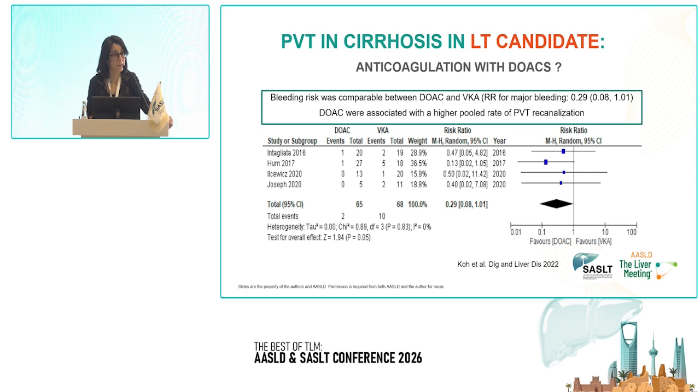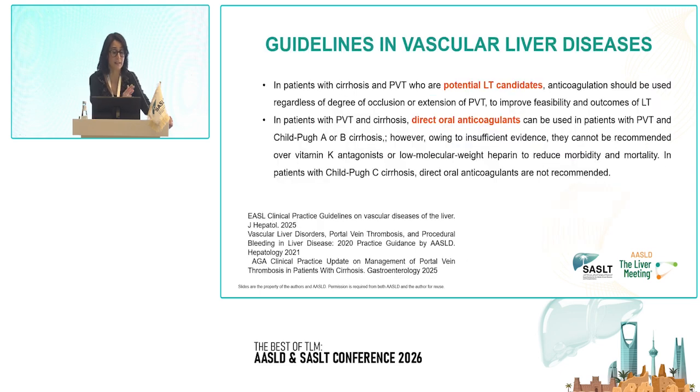Anticoagulation with what? Here it will depend on how sick the patient is, and of course DOACs are contraindicated in those patients with poor liver function. But if we have Child A, Child B, they are a very good option. They are safe, and the efficacy of the DOACs is a little bit superior to vitamin K antagonists, and we are using DOACs more and more in this population.